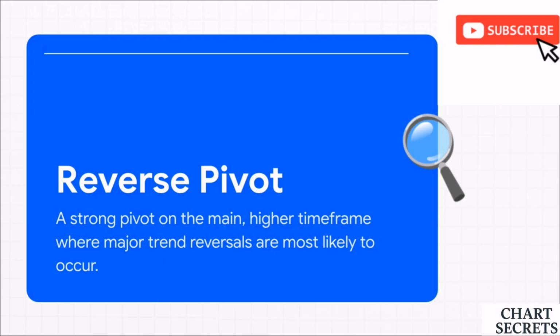And finally, we have the one we are all hunting for, the reverse pivot. This is a strong pivot that forms on that main, higher time frame we identified with our ATR test. This is the institutional footprint. This is the level where major trends are born and where they die. The key takeaway here is that these are the absolute highest probability zones on your chart, and this is where you should be focusing all your energy to plan your best trade entries.